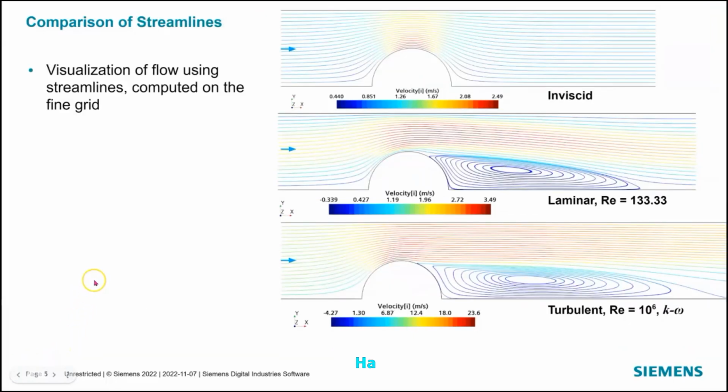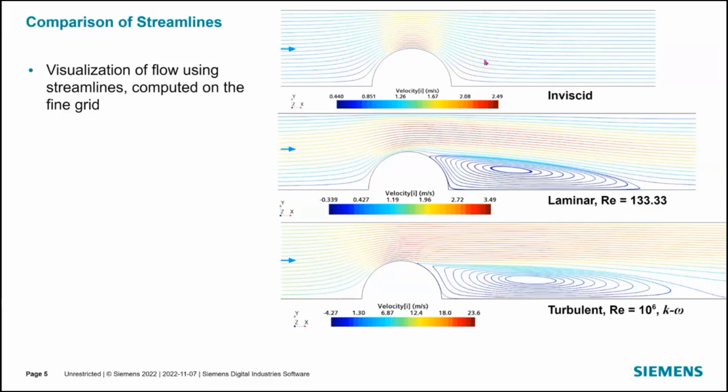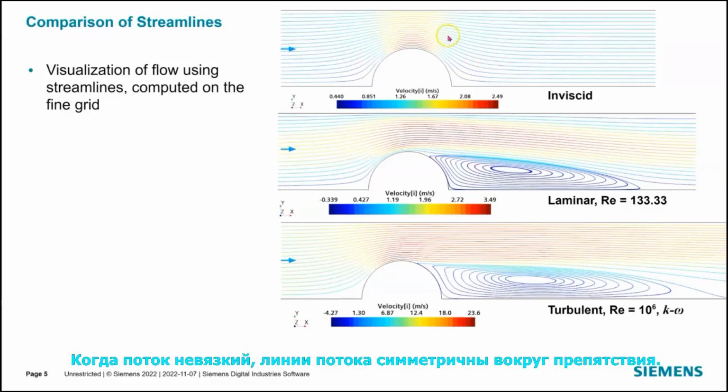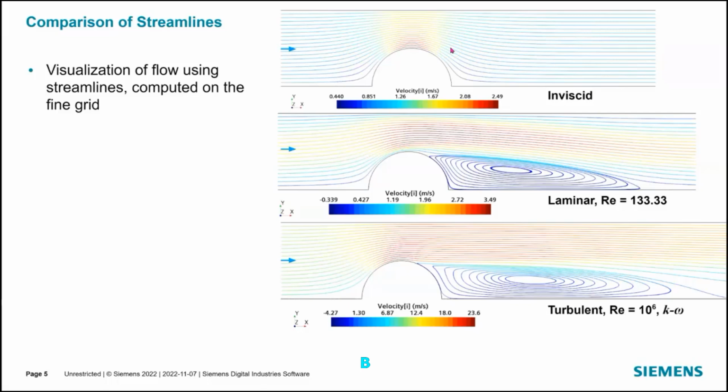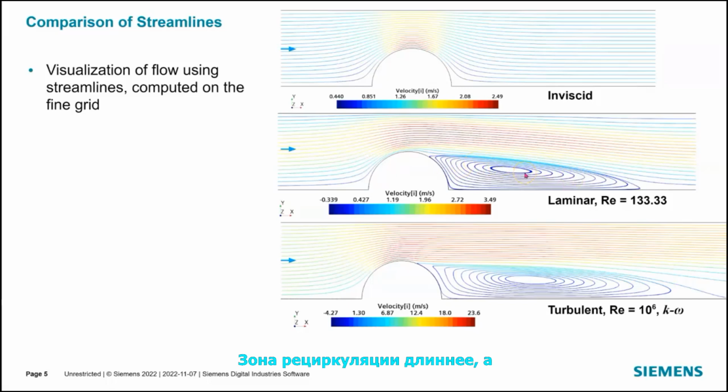These plots show the visualization of flow using streamlines computed on the fine grid for different flow regimes: inviscid flow, laminar flow at Reynolds number 133.33, and turbulent flow at Reynolds number 1 million, computed using the k-omega turbulence model. The streamlines are symmetrical around the obstacle when the flow is inviscid. For viscous fluids, the flow separates from the obstacle and a large recirculation zone is formed in the wake. The recirculation zone is longer and the flow in it is more intense in the case of a turbulent flow.